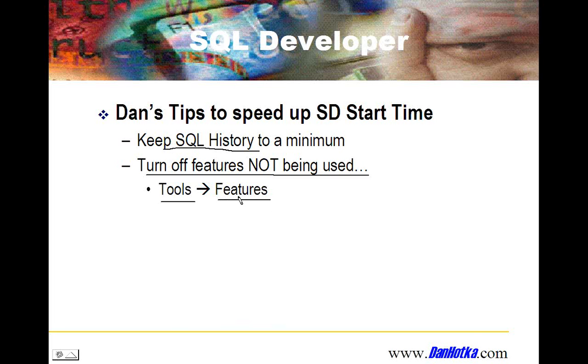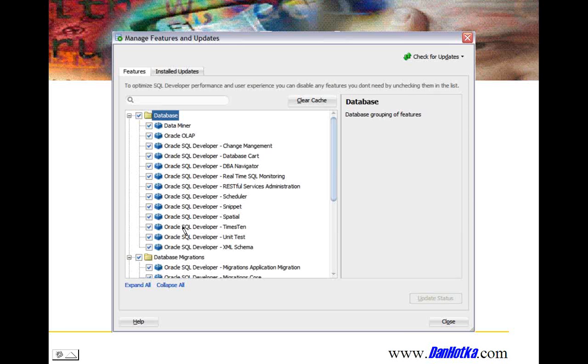But it's the same thing, and it kind of looks like this. It will show you all the different features. They come enabled by default. Turn them off. If you're not using Migration Application Workbench, turn it off. If you don't have TimesTen in your shop, turn it off. If you're not using Spatial, Apex, all these things, turn them off. And the more you turn off, the faster SQL Developer will start up. It loads, these are not DLLs, but it loads this code as part of its startup routine. So you can speed things up by being selective here.